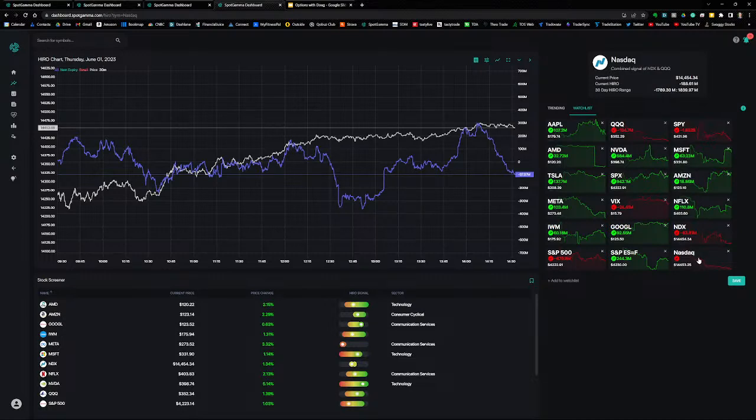Nice move higher in both indices, and traders, remember, were back buying calls, and we looked at two examples in Apple and Nvidia. All right, tomorrow, remember the employment report at 8:30 a.m. Eastern Time. That's all I have for today.